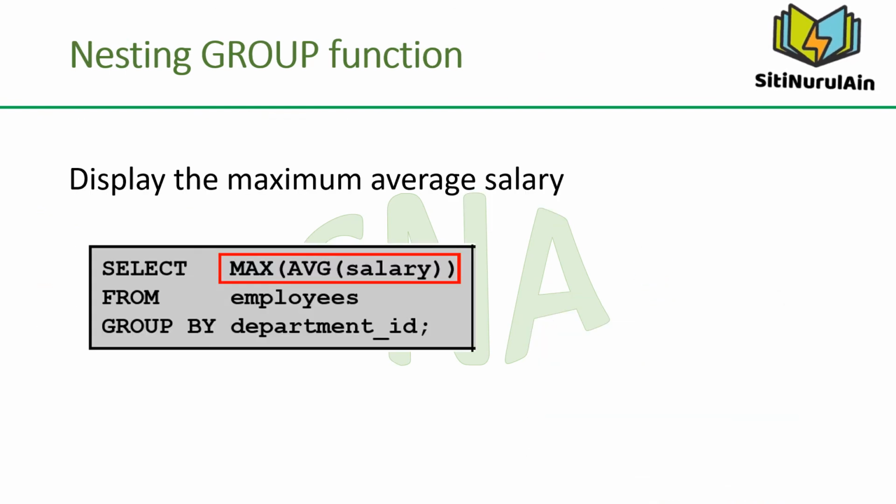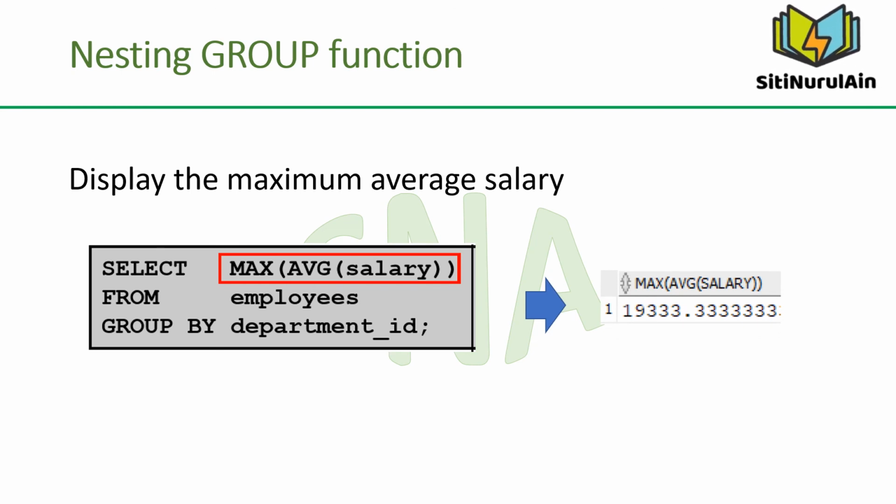Group functions can be nested to a depth of 2 functions. The example in the slide calculates the average salary for each department_ID and then displays the maximum average salary. Note that the group by clause is mandatory when nesting group functions.